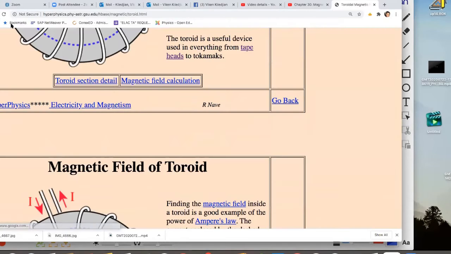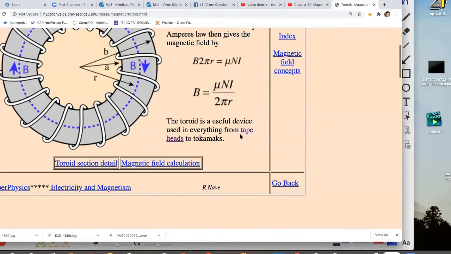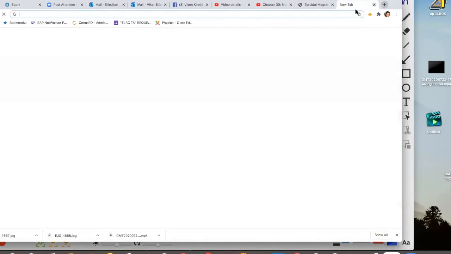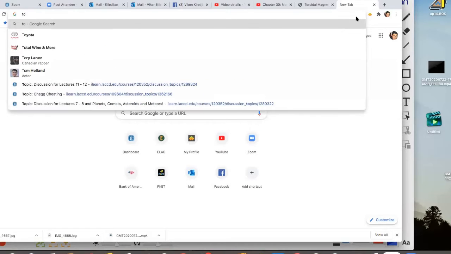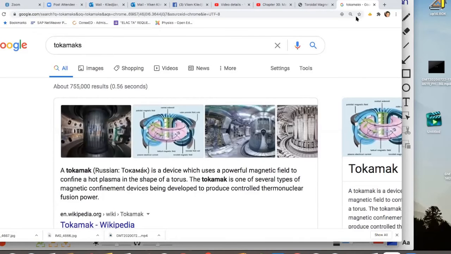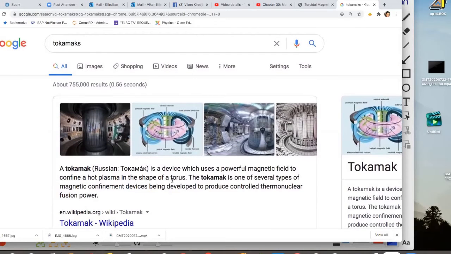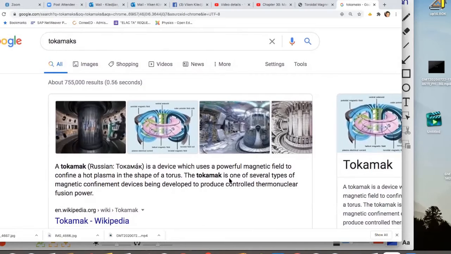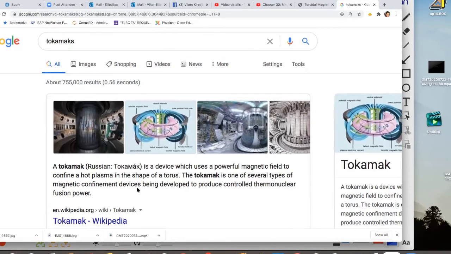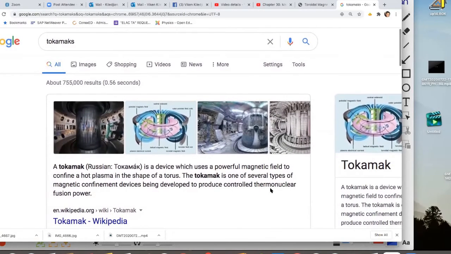What was the other one that it said it might be used for? Tokamaks. What is that? Anyone know? Well, that's what we're here to find out, right? The tokamak, Russian tokamak, is a device which uses a powerful magnetic field to confine a hot plasma in the shape of a torus. The tokamak is one of several types of magnetic confinement devices being developed to produce controlled thermonuclear fusion power.